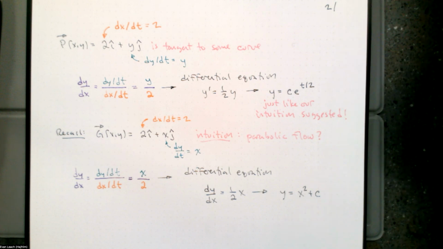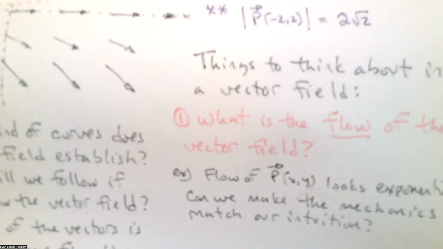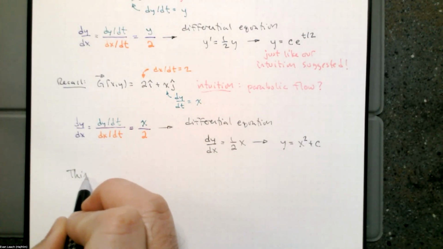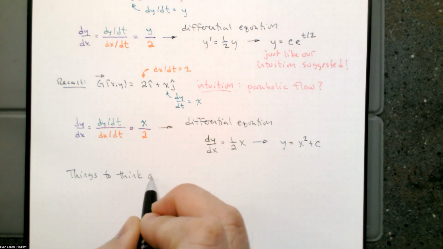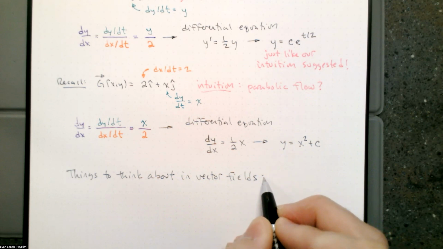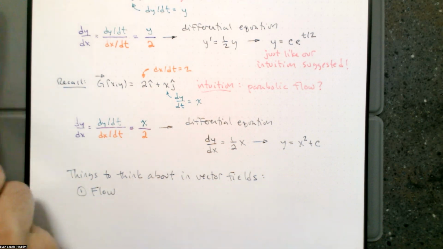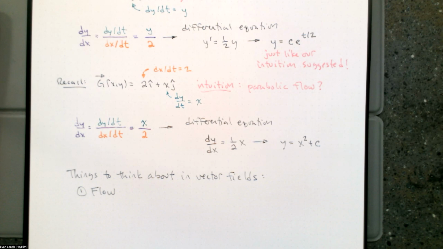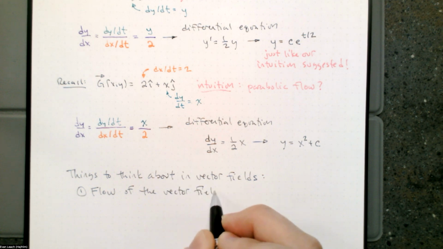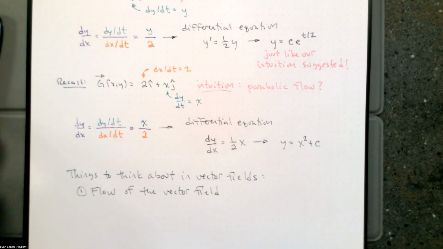So one of the things that we care about in the list of things that we want to think about in vector fields is, what is the flow of the vector field? Another thing that we're going to want to think about when we're in a vector field is what would it be like to take a different path through that vector field? Flow of the vector field is just what the vector field does. Another question that we might be interested in is, what is it like to take some other path through that vector field?